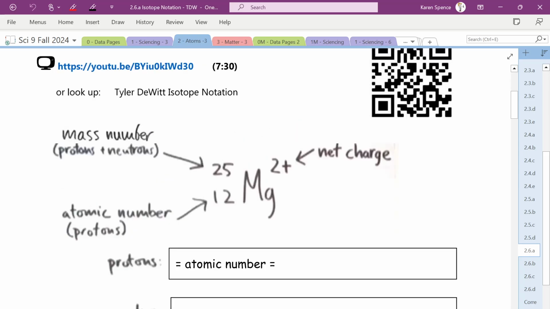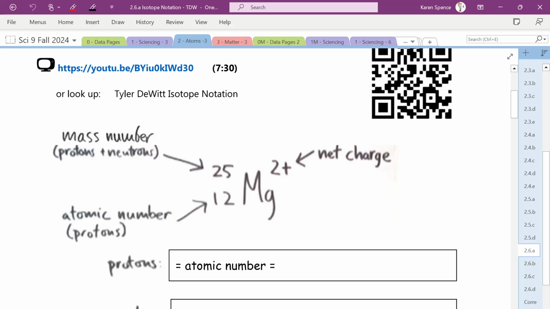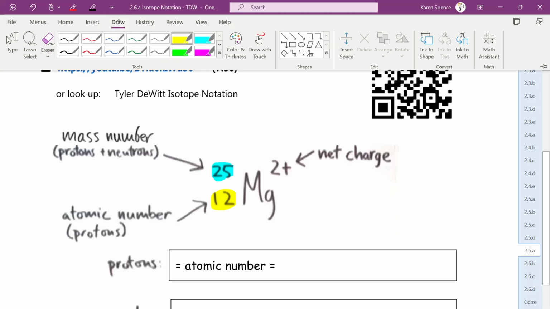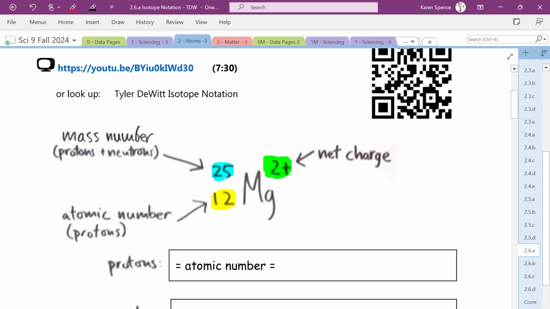This is isotope notation, and you already know it. You already know it. Right? Max, pay attention, because this is going to be the next quiz. The quiz on this stuff will be next Wednesday. Okay. So look at this. Mass number top left. Atomic number bottom left. And the charge goes on the top right.